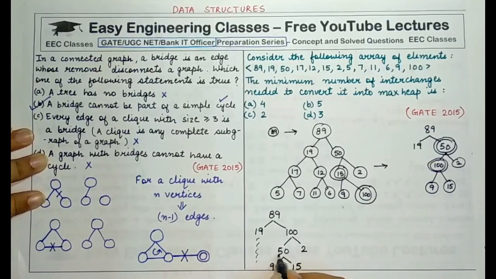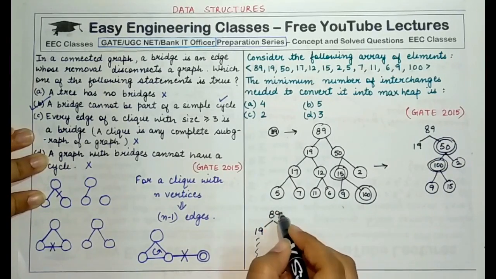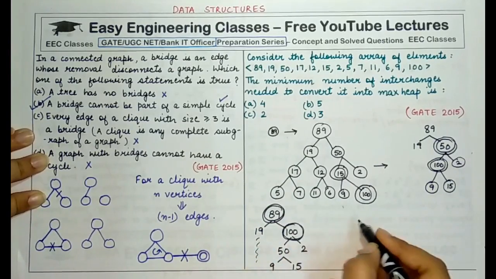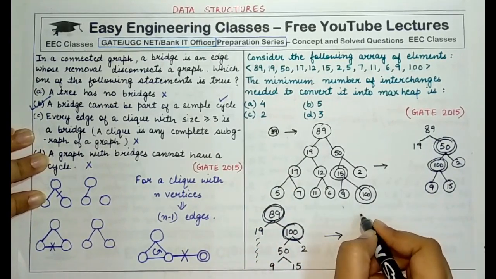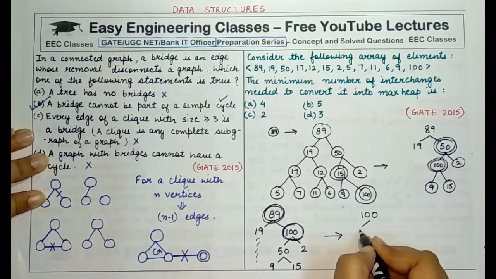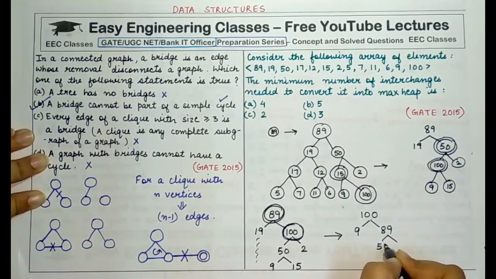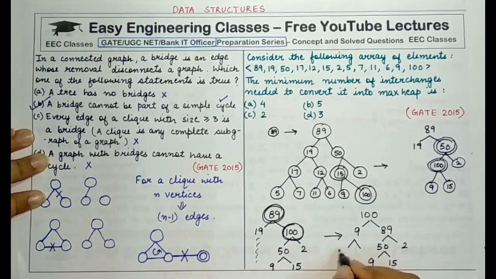Now let's see. 50 has two children lower than the 50 value, 100 has two children less than its value, but 89 has a child which has a higher value than itself. So again we need to make another exchange. So 100 would be at the top. The final tree would look like this: 50 and 9 and 15, and this would have the same tree. Sorry, this was 19. All right. 17 and 12 and the two children.